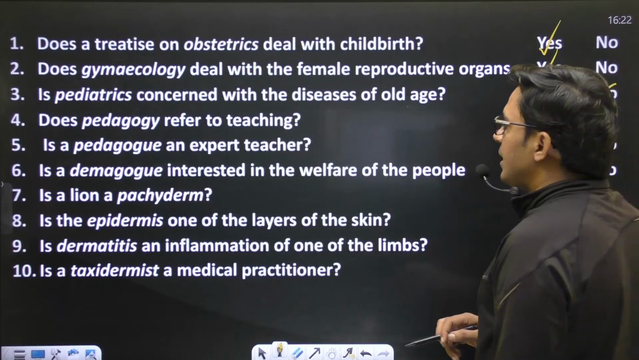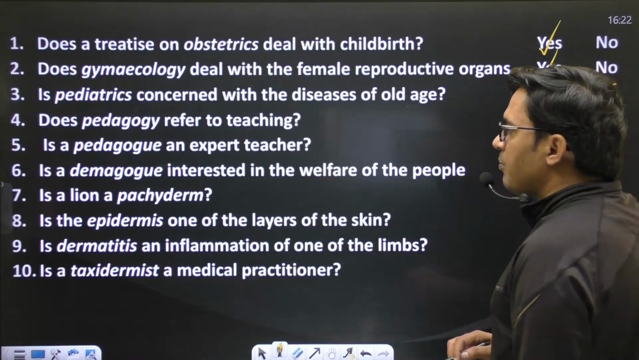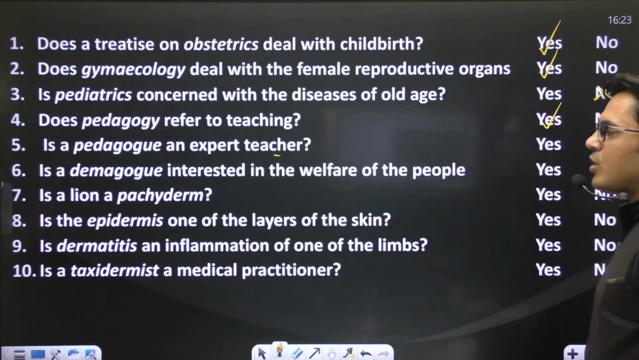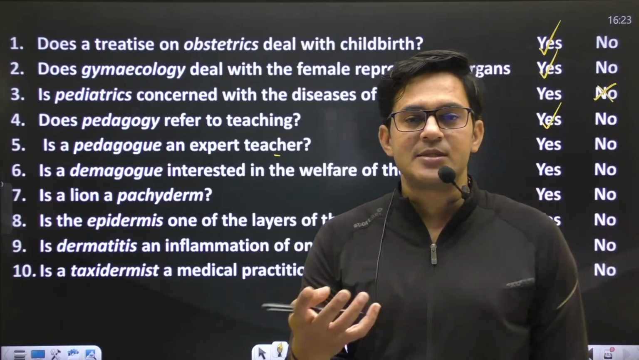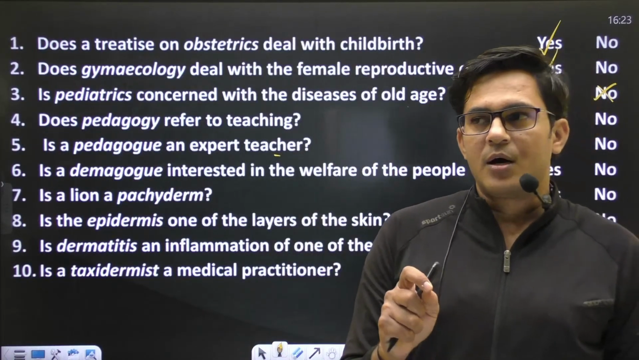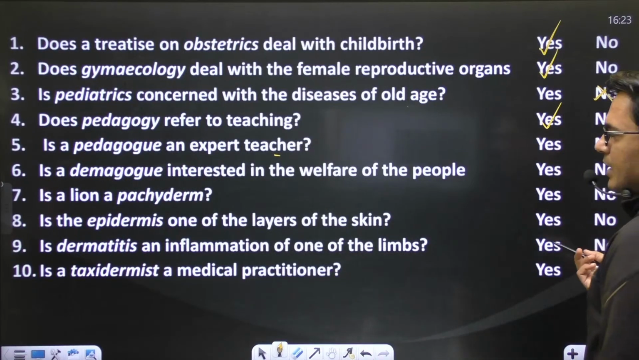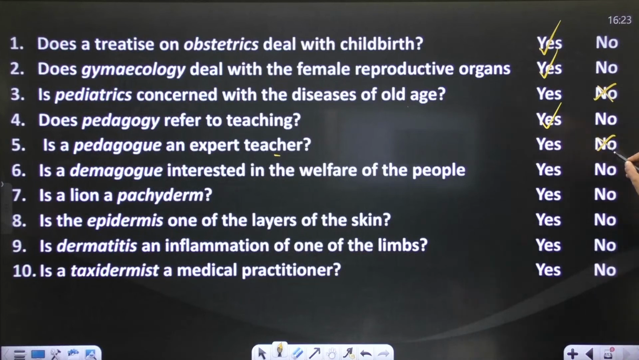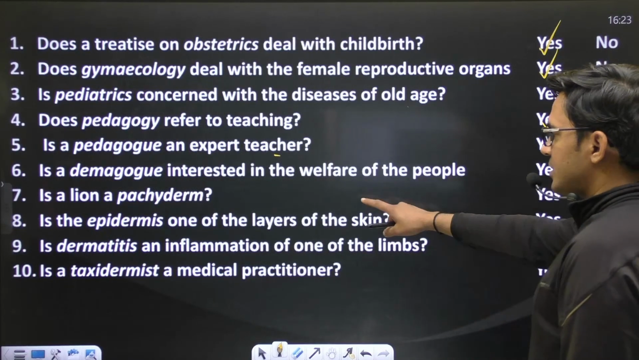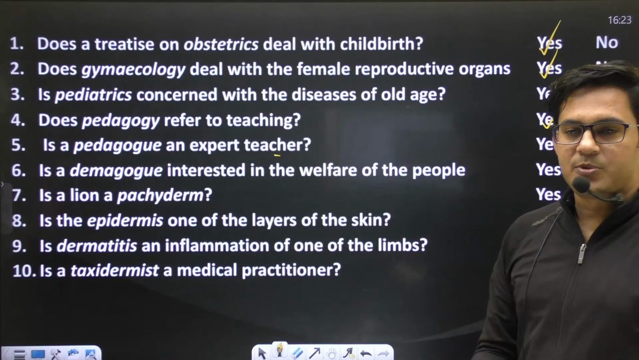Okay, so next one is, does pedagogy refer to teaching? Yes. Is a pedagogue an expert teacher? A pedagogue is someone who misleads children, right? So is a pedagogue an expert teacher? No. Pedagogue won't be an expert teacher. Is a demagogue interested in the welfare of people? No. Demagogue always misleads people, right?